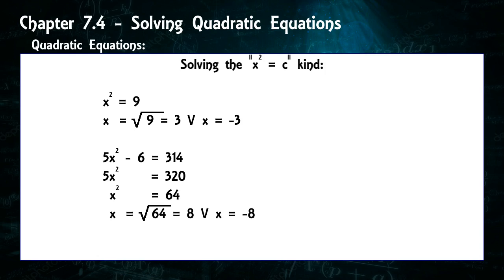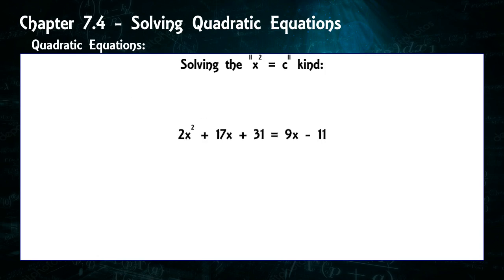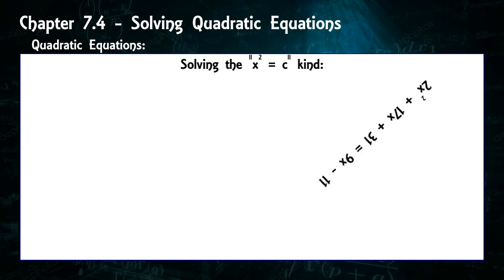However, should I show you the quadratic equation 2x squared plus 17x plus 31 is 9x minus 11, then you might start stressing out and have no clue on how to start. So let's move this one out of the way and we'll start with something easier.